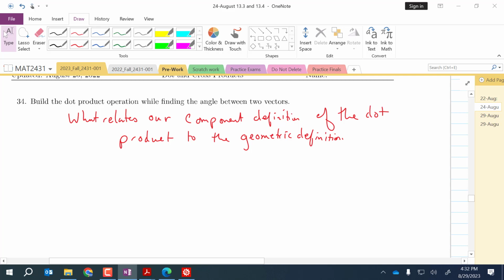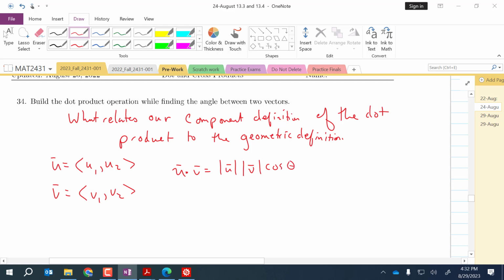geometric definition. That is, when I say u is equal to the vector u1, u2, and v is the vector v1, v2, we have two ways of computing the dot product, right? They are u dot v is equal to the magnitude of u, magnitude of v, times the cosine of the angle between them. That's what I'm calling the geometric. And then we have that this answer would be u1 v1 plus u2 v2, which is what I'm calling the component or analytic.